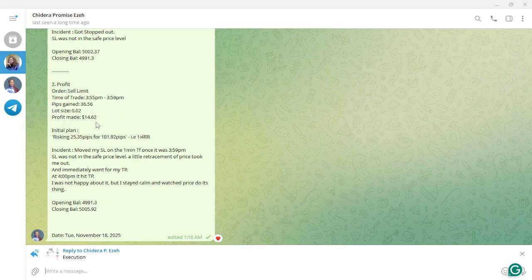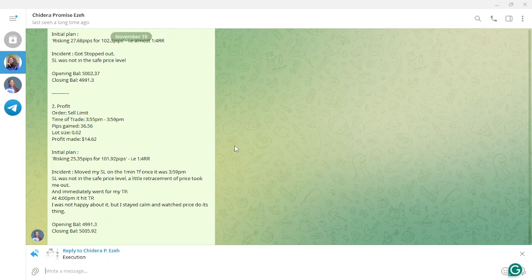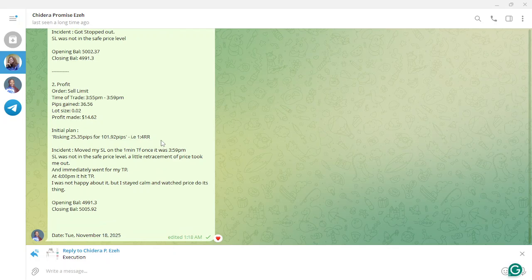So you can see the profit that was made there. I was able to cover up for the loss that was made initially with some profit. And then you can see what the initial plan on the second trade was. I was risking 25.35 pips for what? 101 pips. That's 1:4 risk to reward.